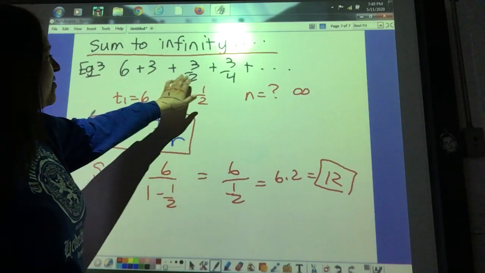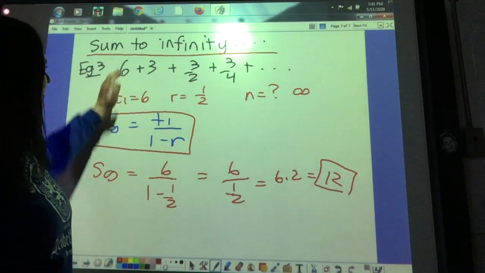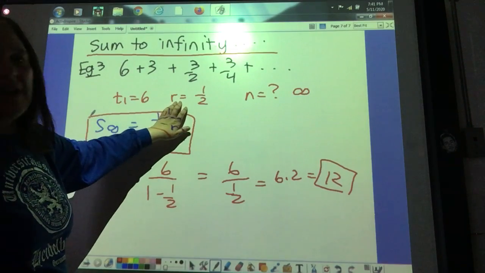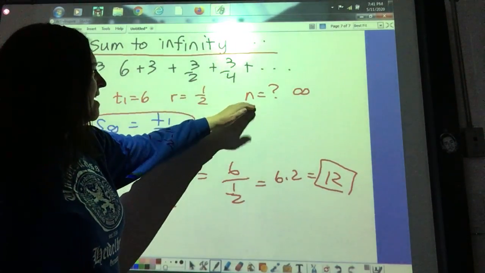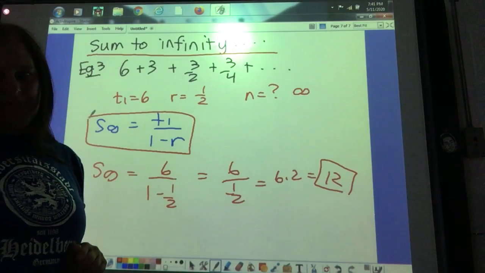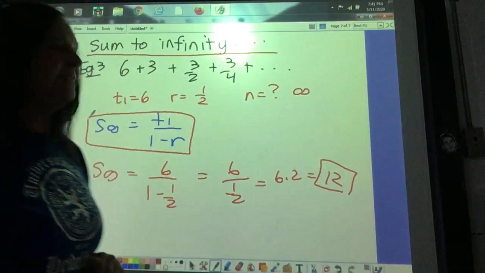6 plus 3 over 2 plus 3 over 4 plus ... The pattern continues. So our first term is 6. The R value wasn't given, but hopefully we can tell that we are multiplying by 1/2. Now what's the n term? Well, when we solve to infinity, the n term goes on forever. So we don't have an n value. Our n value is infinity.